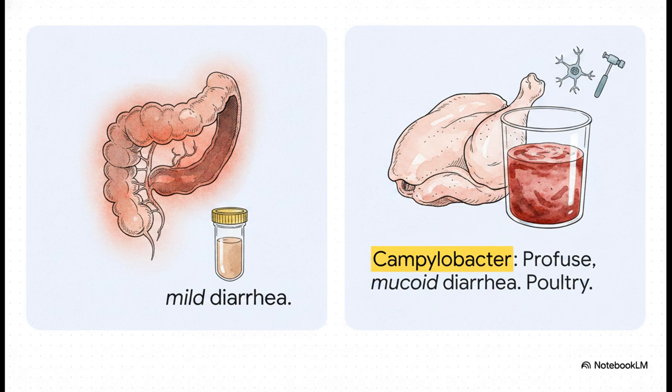Both give you right lower quadrant pain, but true appendicitis usually just causes mild diarrhea. Campylobacter, on the other hand, gives you profuse, mucoid, and sometimes bloody, inflammatory diarrhea. The history will usually mention undercooked poultry exposure. Most of the time, it's self-limited and you just use supportive care. But don't forget it carries the serious risk of triggering Guillain-Barré syndrome down the line.